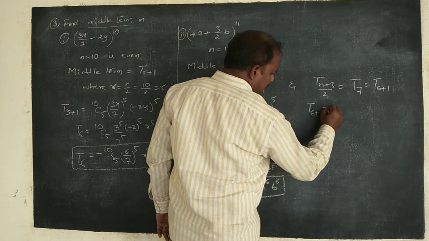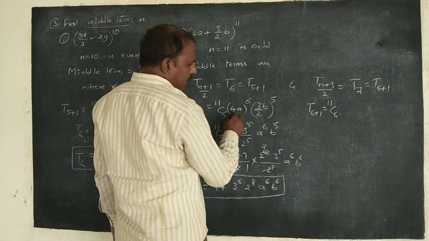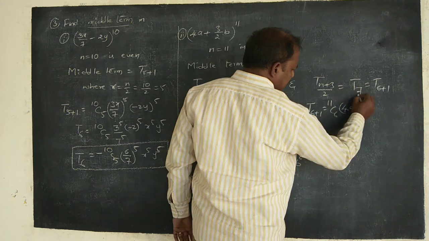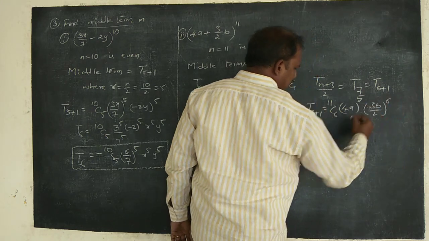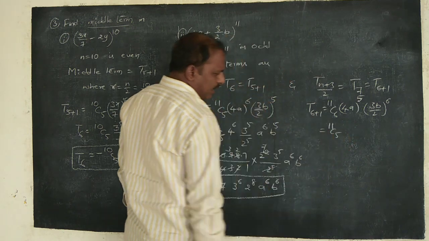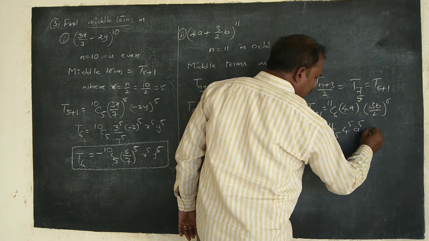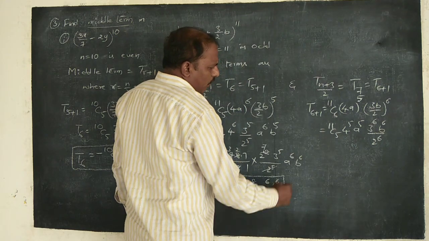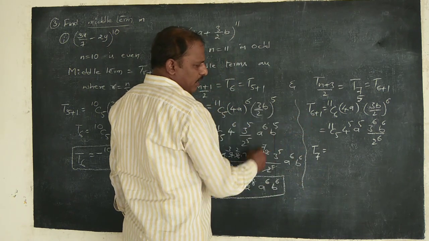T6+1 can be written as nCr. There is 11C6. a to the power of r is 4a, whole to the power of n minus r, which is 11 minus 6 is 5. And then 3b by 2 whole to the power of r is 6. nCr is nothing but nC(n minus r), so I can write it as 11C5. And then 4 to the power of 5, a to the power of 5, 3 to the power of 6, b to the power of 6 by 2 to the power of 6. So T7 is another middle term.